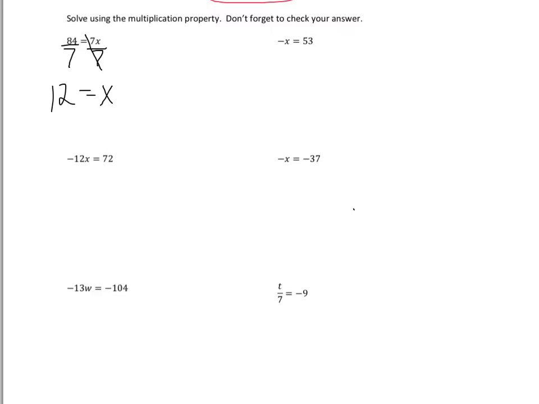So we can go back and check these like we did before, that is, plugging this in. Does 84 equal 7 times 12? Put that in your handy calculator and you'll notice that in fact is true.